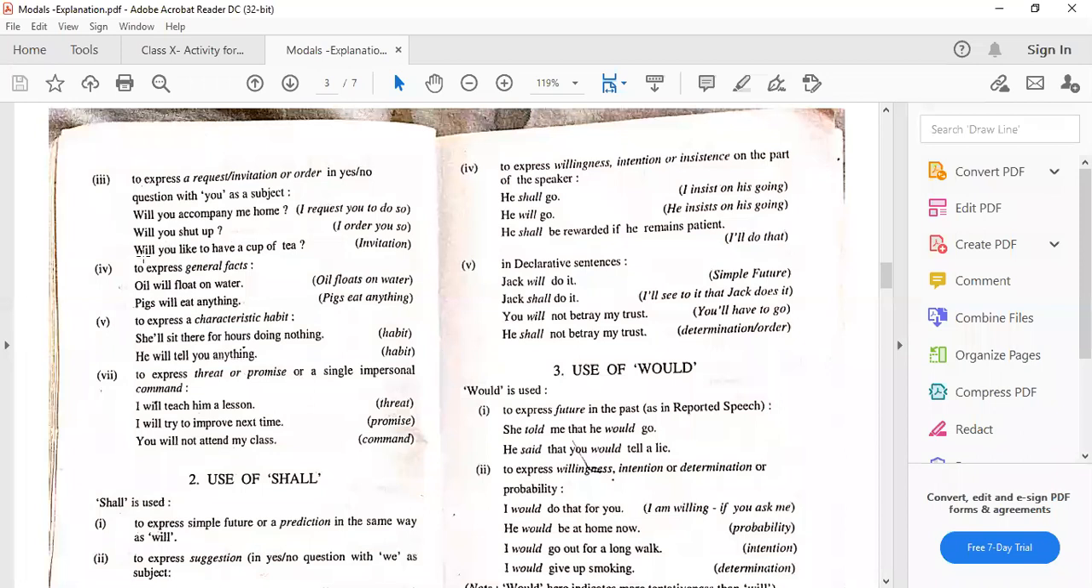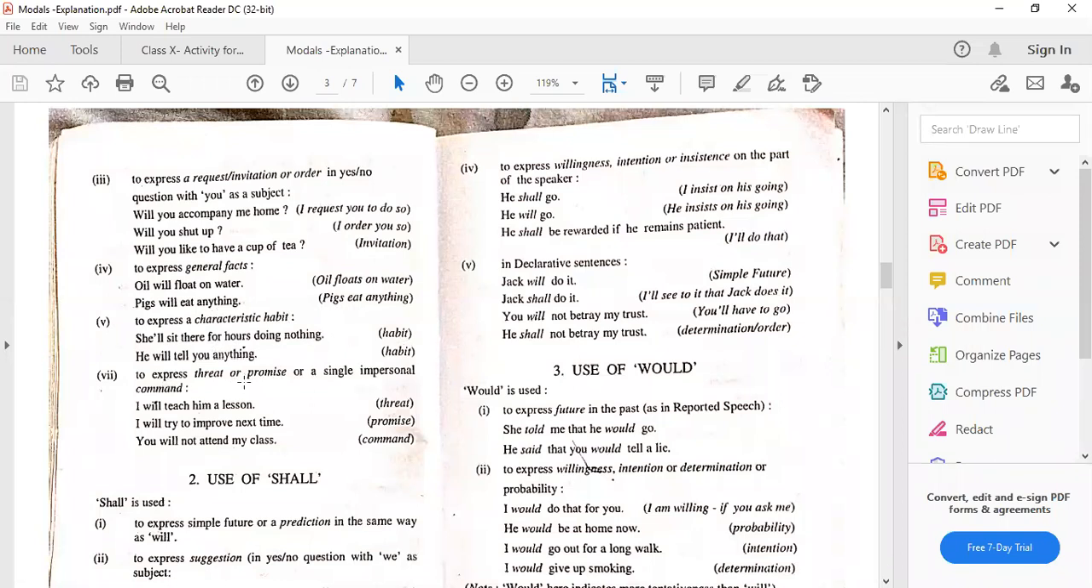We can use will. To express general facts, those which are true. Oil will float on water. Pigs will eat anything. It is fact. So we can use will here. To express a characteristic habit, कोई किसी के करेक्टर की हैबिट है, आदत बनी हुई है, उसको शो करने के लिए भी हम will यूज कर सकते हैं. She will sit there for hours doing nothing. उसकी हैबिट है कि वो नहीं केयर करती टाइम की और बैठी बैठी बातें करती रहती है. So this is characteristic habit.